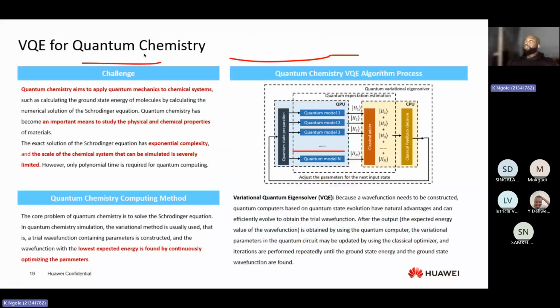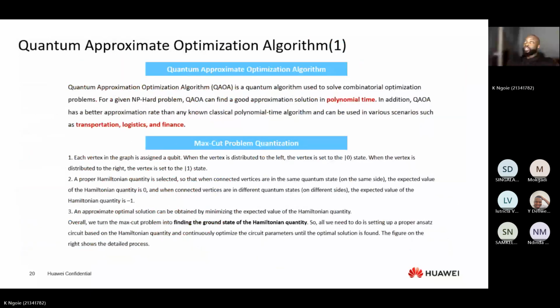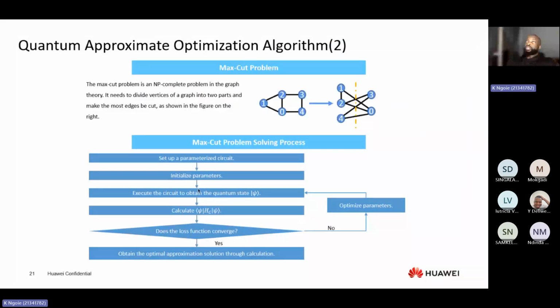When we talk about quantum chemistry, what we mean is that we apply quantum mechanics to chemical systems. That's why I was talking about all the electrons and atoms that can be in the same state at the same time. So we basically use those theories. Okay. So this is just a quantum approximation algorithm.